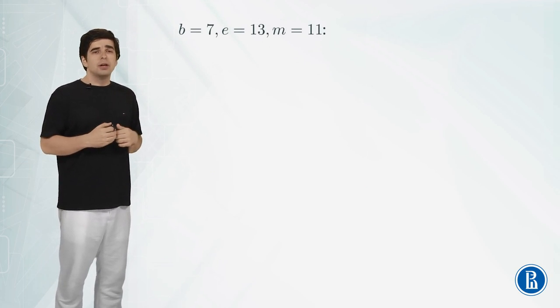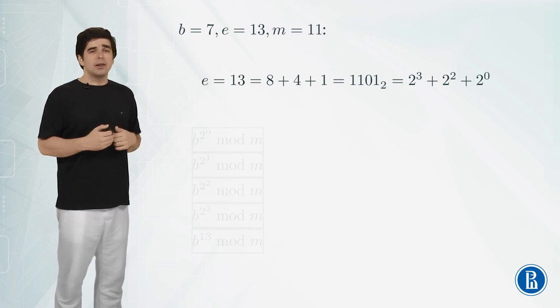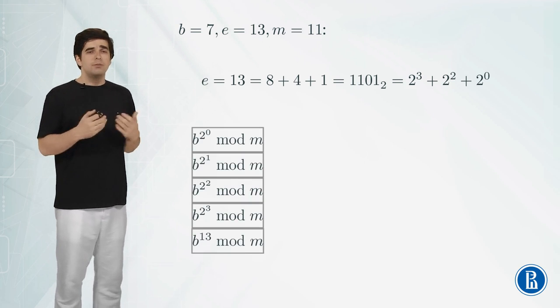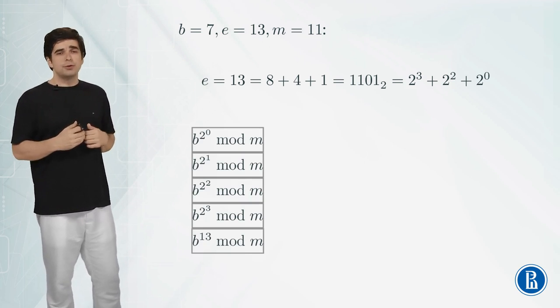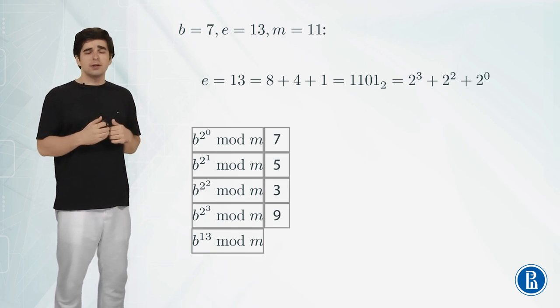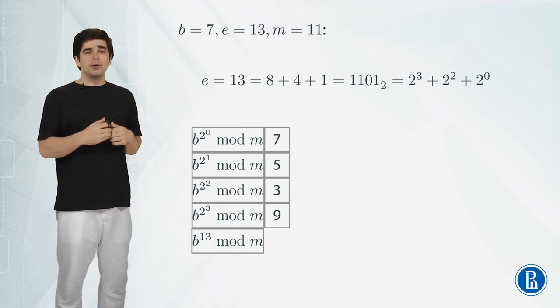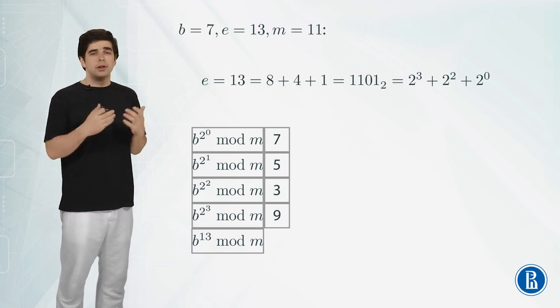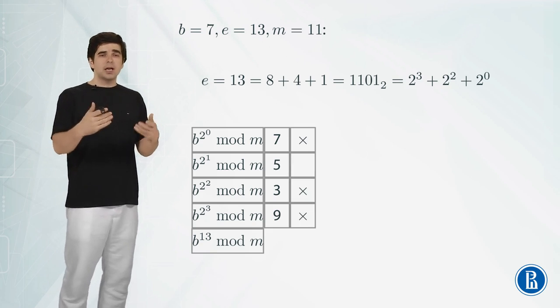So in this example, we represent e as a sum of powers of 2, and then we compute this table of b to the power of 1, b to the power of 2, b to the power of 4, b to the power of 8, all the powers of 2 which are less than or equal to 13. We do this with the squaring algorithm from before, and we know all these remainders are correspondingly 7, 5, 3, and 9, and then we only need to multiply some of these remainders.